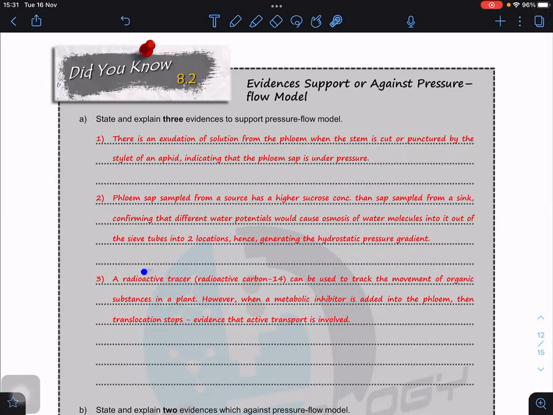And if we use a radioactive tracer, for example radioactive carbon-14, to track the movement of organic substances in the plant, you can see that when we use a metabolic inhibitor, for example one that stops respiration, a chemical that stops what we call ATP production, then translocation now stops. So it means that active transport is involved here. If not, the process would still continue.